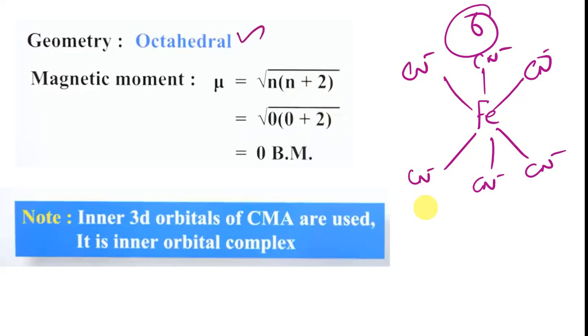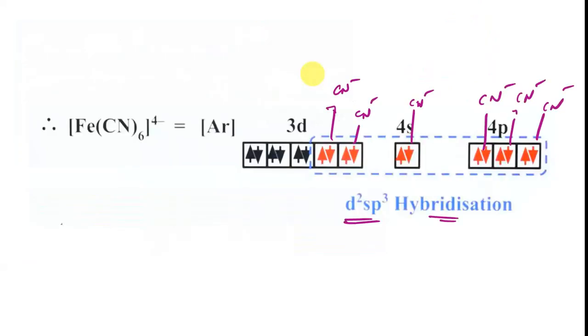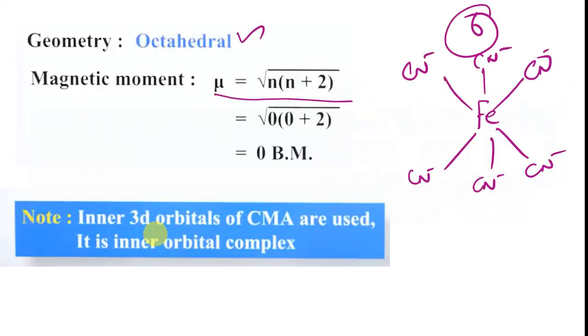The structure is octahedral, and the magnetic moment is calculated using the formula mu equals root of n into n plus 2. What is the number of unpaired electrons here at the final stage? Tell me, what is the number of unpaired electrons here? There are no unpaired electrons, so n is equal to 0, and the value will be 0 BM, where BM means Bohr magneton. And listen here, the inner 3d orbitals of the central metal atom are used, so it is called an inner orbital complex.